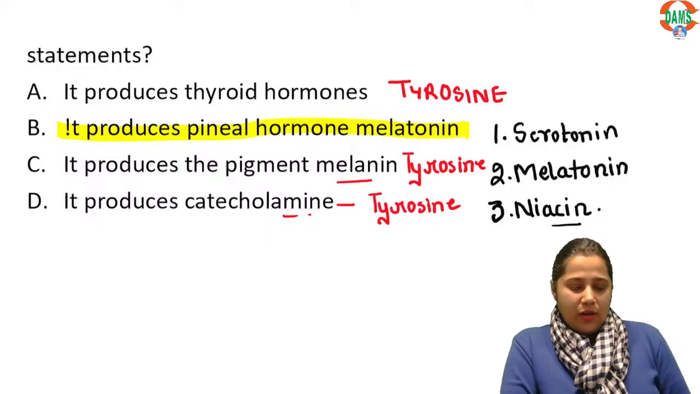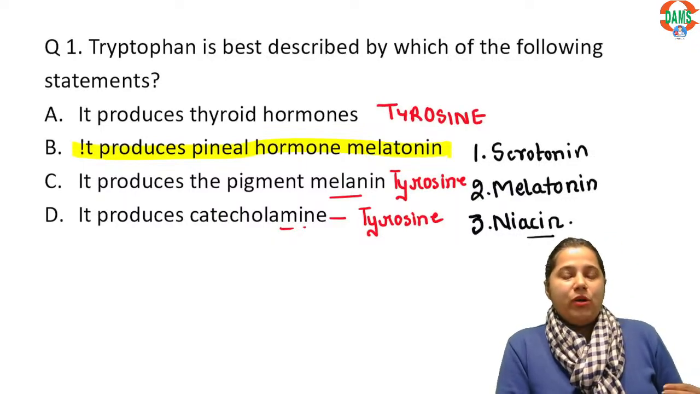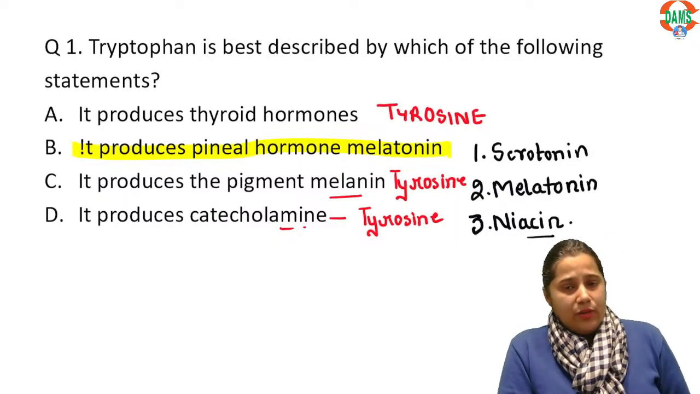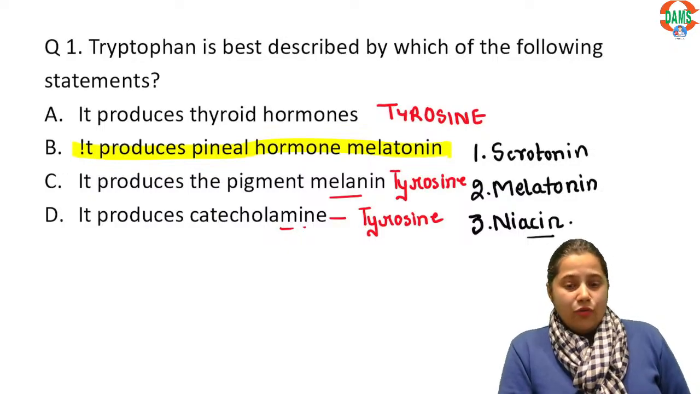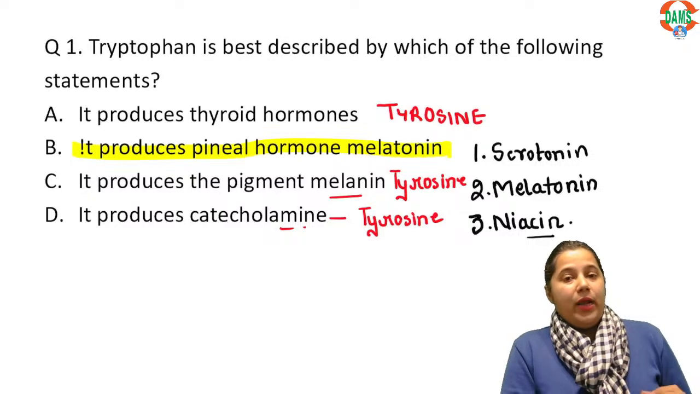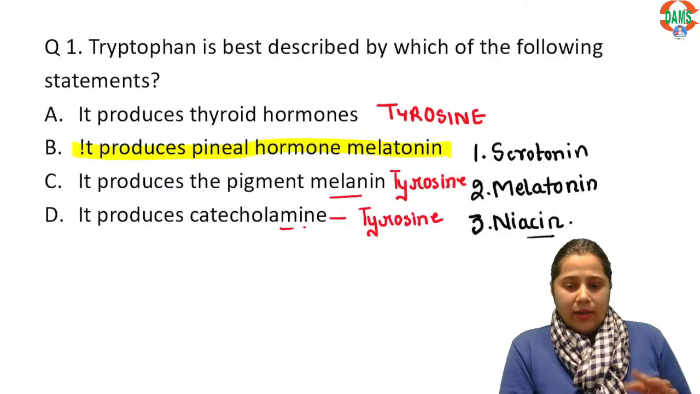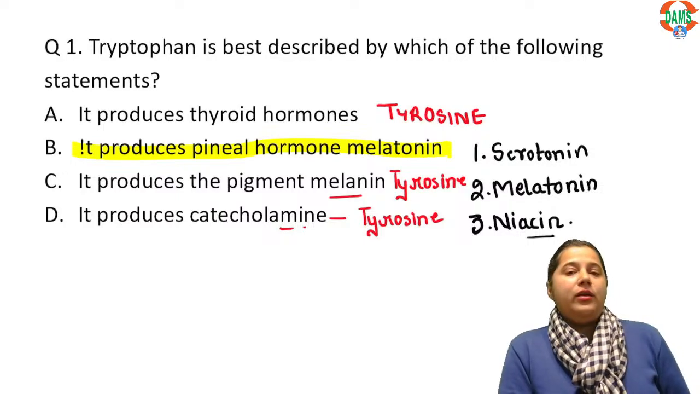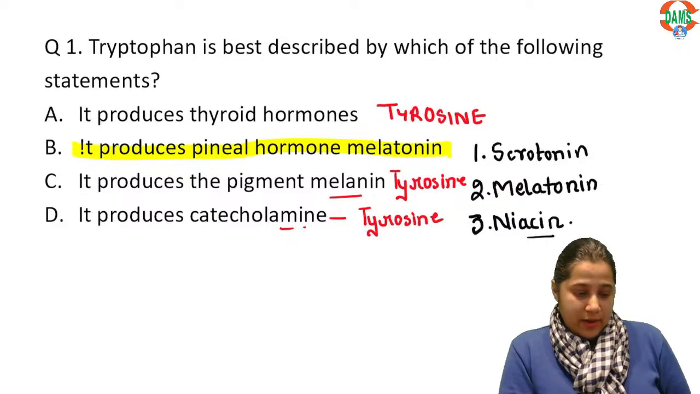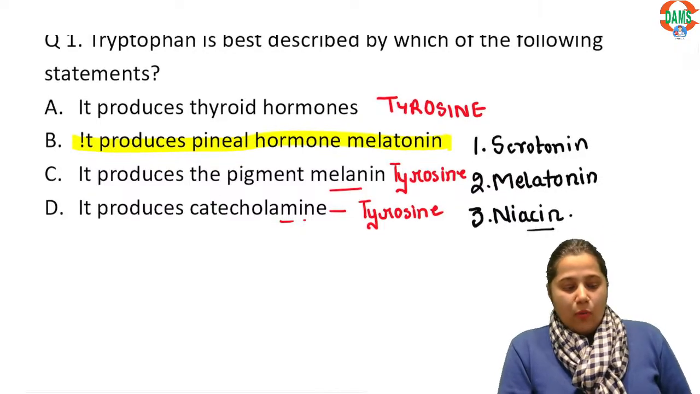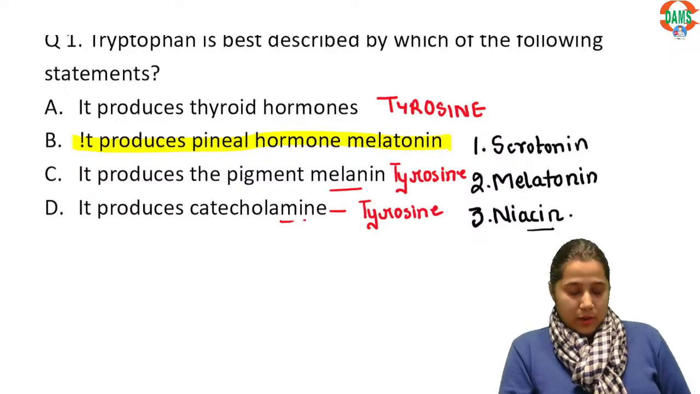In the given question, they are asking whether you know what are the things which are produced by tyrosine and what are the things which are produced by tryptophan. And most of the students confuse between melatonin and melanin. Melanin is the pigment that gives us our color. Melatonin is responsible for the circadian rhythm, right? So question number 1, the answer is it produces pineal hormone melatonin.